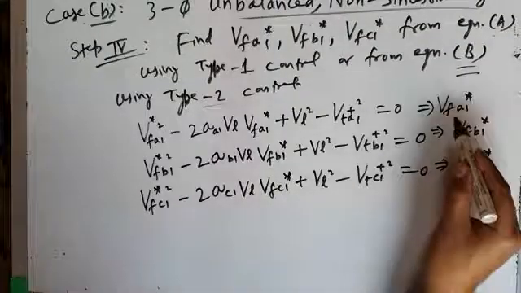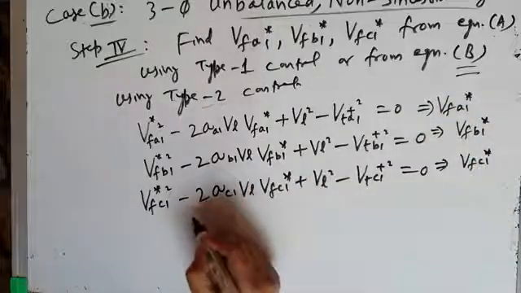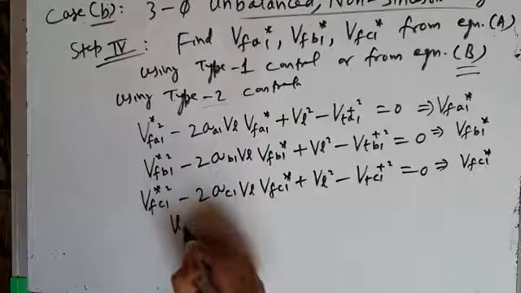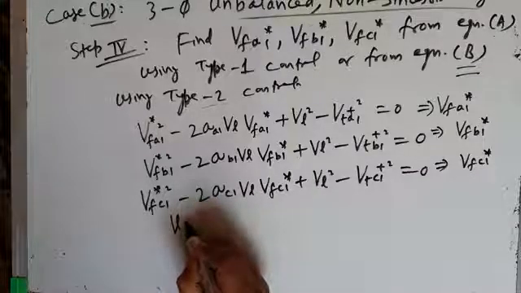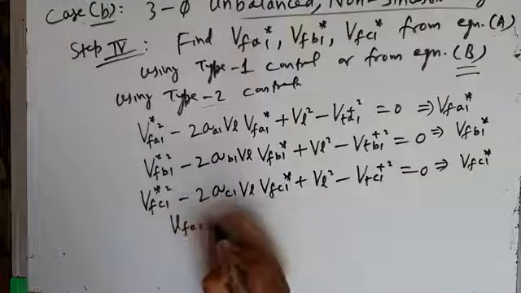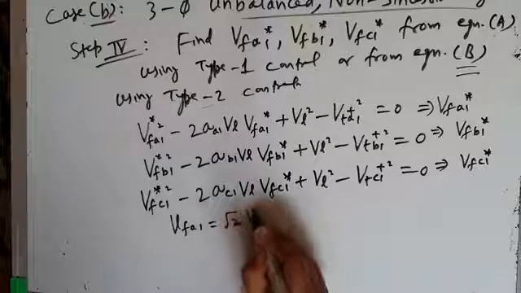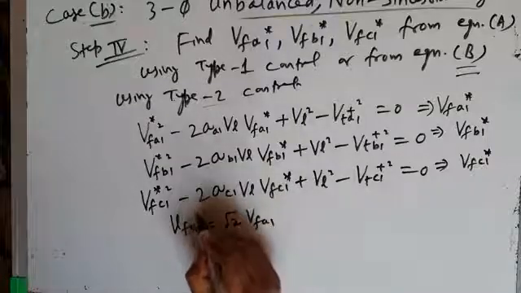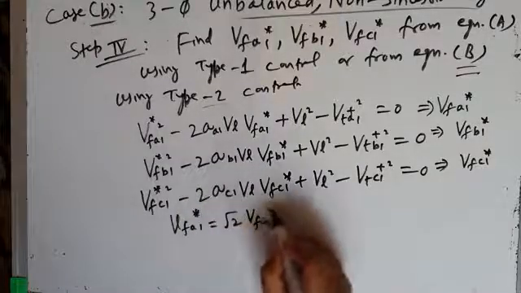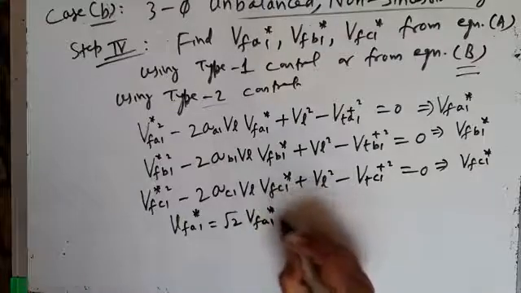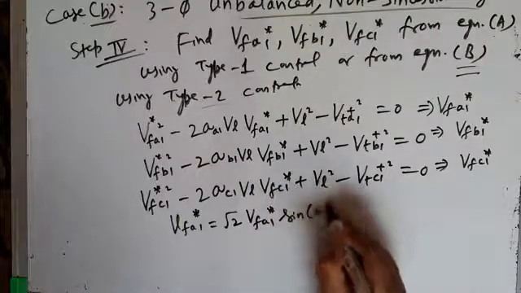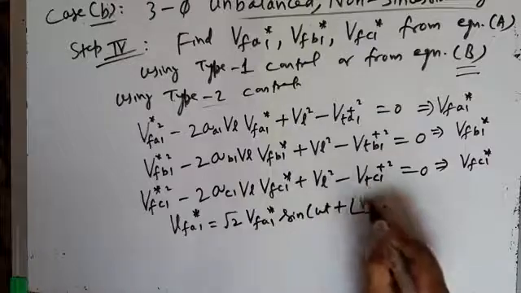Before I come to that, let me tell you that your control algorithm will now find instantaneous fundamental voltages, like VFA1 will be equal to root 2 VFA1 star sine of omega t plus the angle of VFA1.